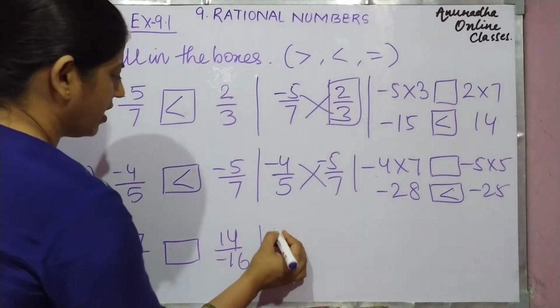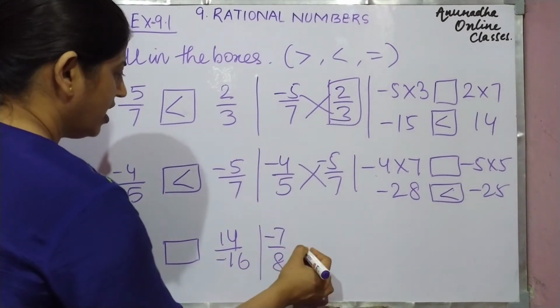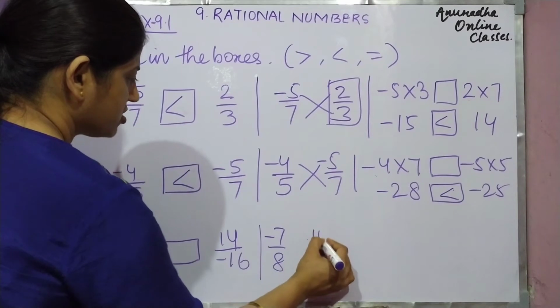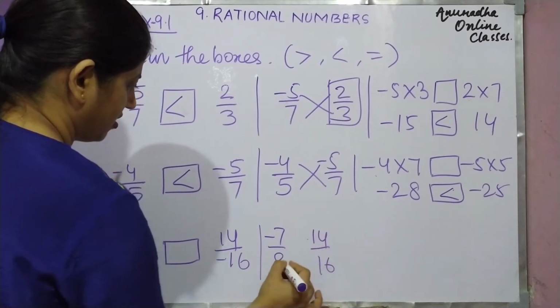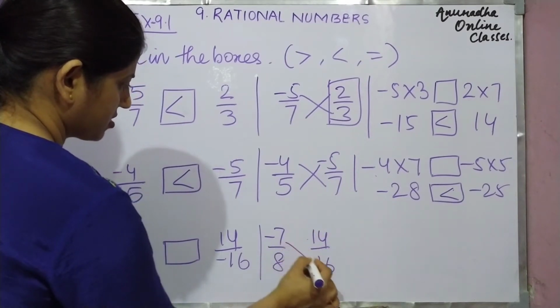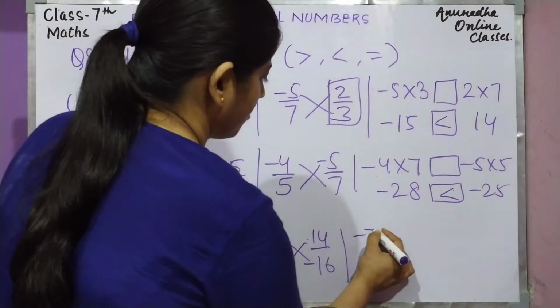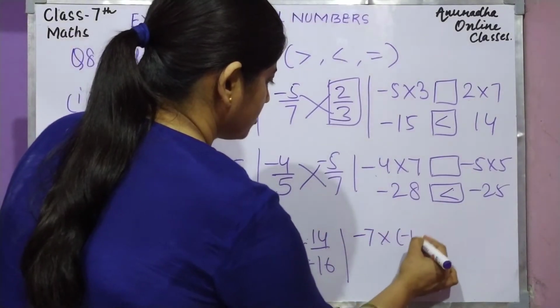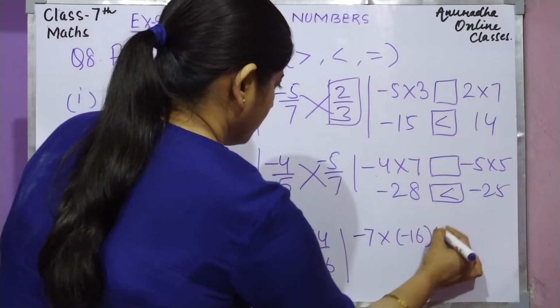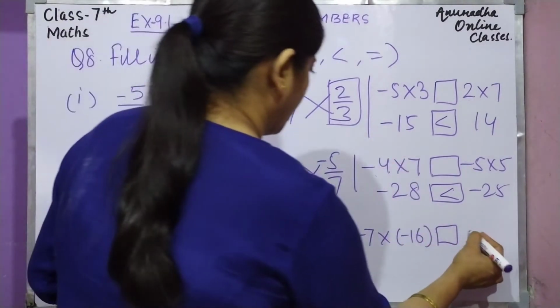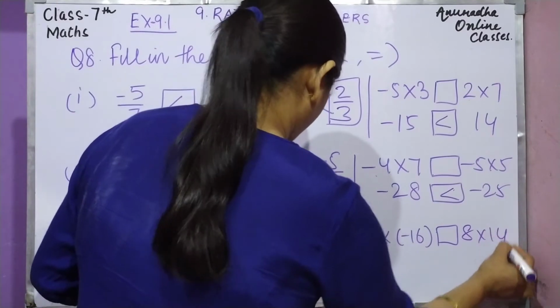Let's come to the third one. Minus 7 by 8 and what? This is 14 by minus 16, okay? Let's do cross multiplication. This is minus 7 into minus 16, box, 8 into 14, right?